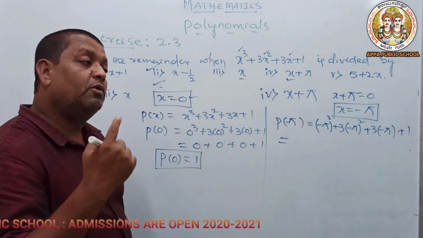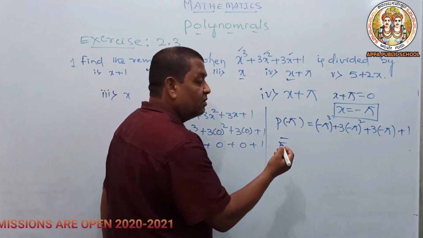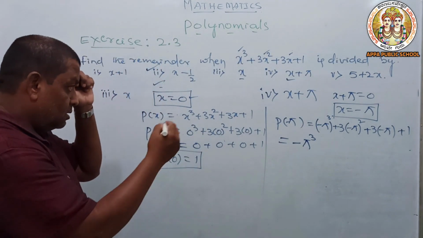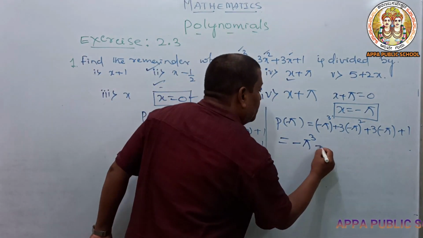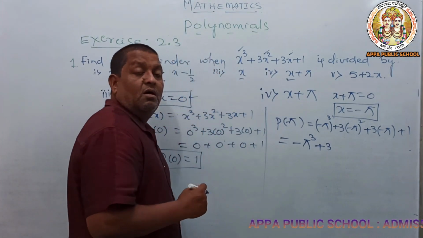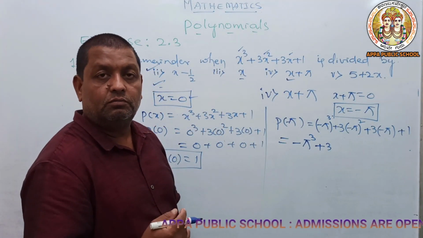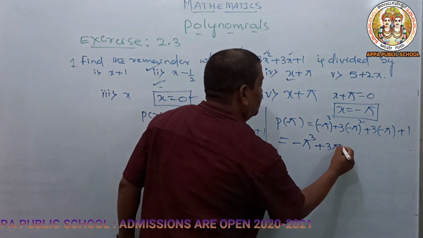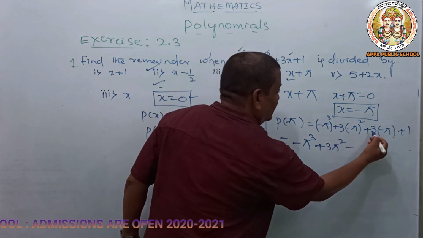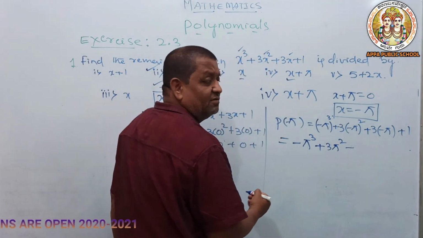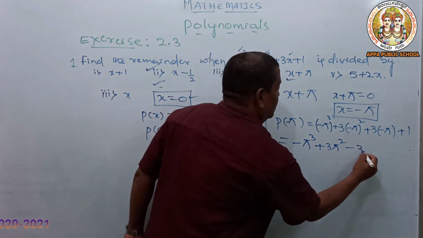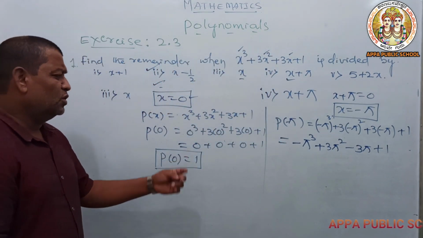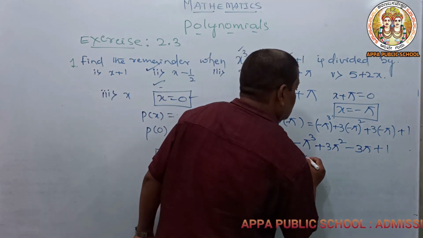Minus pi to the power of 3. So minus to the power of odd, minus. That is pi cube. Plus 3, minus pi to the power of 2, means negative to the power of even, plus. So 3 pi square, plus into minus, minus 3 pi, plus 1.